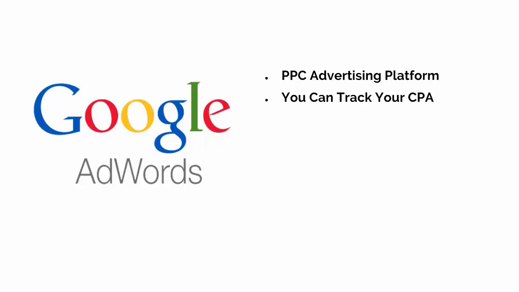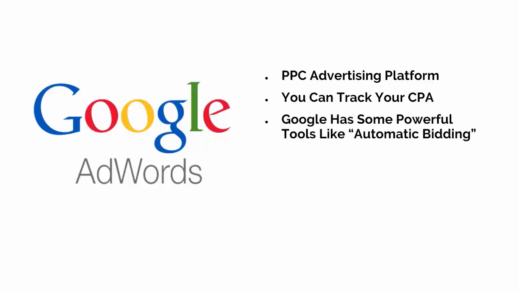While this doesn't protect you as much from an unsuccessful ad, you can quickly make changes to ensure that you start making money. What's more, Google has some powerful tools such as automatic bidding that ensures that your ad will always be getting you the best rates for CPA. This way you can get Google to literally do your bidding.